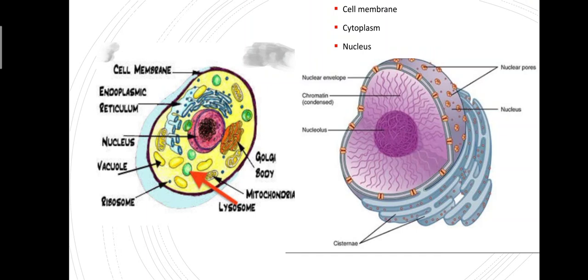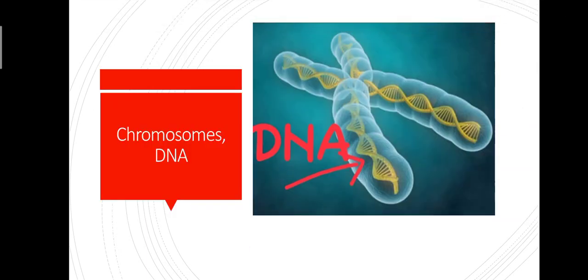At the time of division of the nucleus, these chromatin fibers get condensed. What happens when the nucleus divides? These chromatin fibers get condensed and they form chromosomes. See this, chromosomes. So due to this, chromosomes are visible only in the dividing cells.